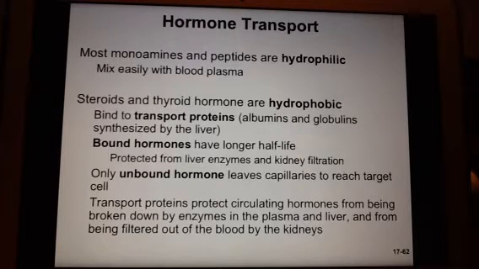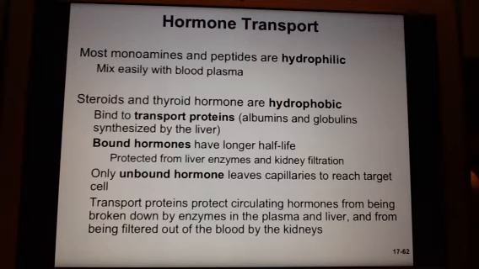So how are these transported through the blood? Again, I think it helps to understand those classifications a little bit before we dive into this. So most monoamines and peptides are what we call hydrophilic, which means they are water-loving and they mix easily with the blood plasma. Basically, they can just dive right in, okay? But not all hormones are that way. Other hormones, especially steroids and thyroid hormone, are hydrophobic, which means they do not mix well with water, and basically they need to bind to someone to help them through this watery blood that they are traveling through.